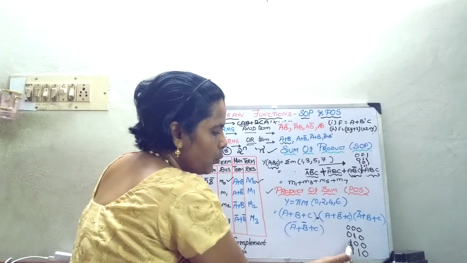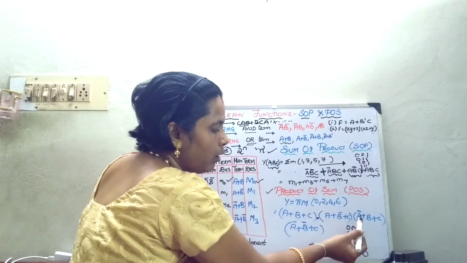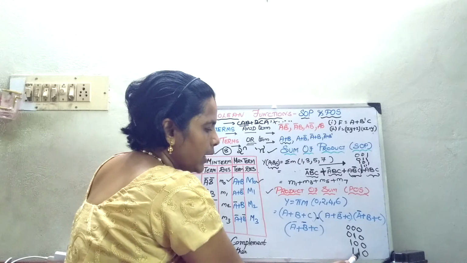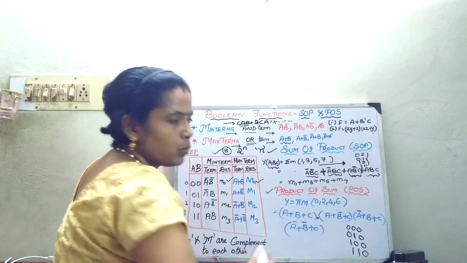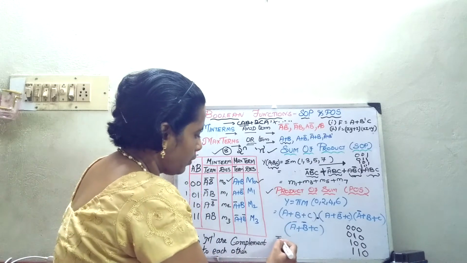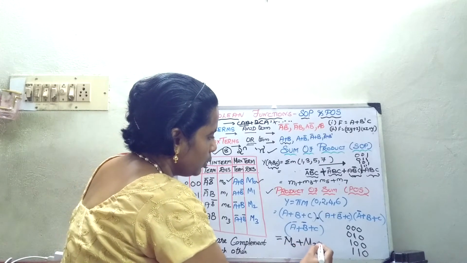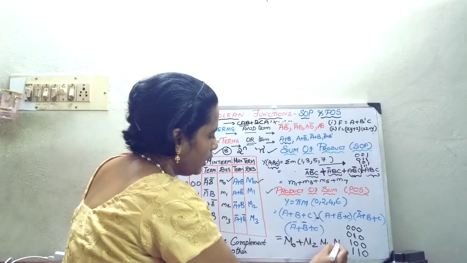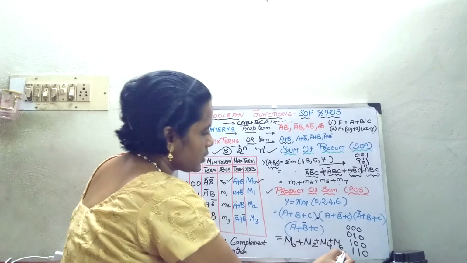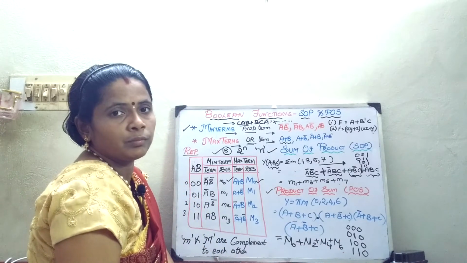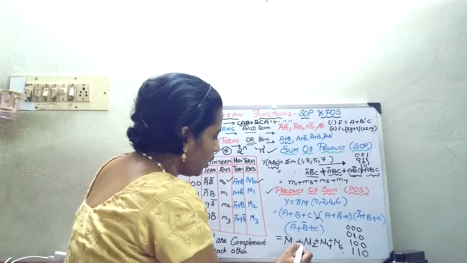Next in this term 1, 0, 0. So A alone should be complemented. Next here A and B are 1. So this represents your function M0 plus M2, M4 and M6. Okay. So this is going to be your representation.